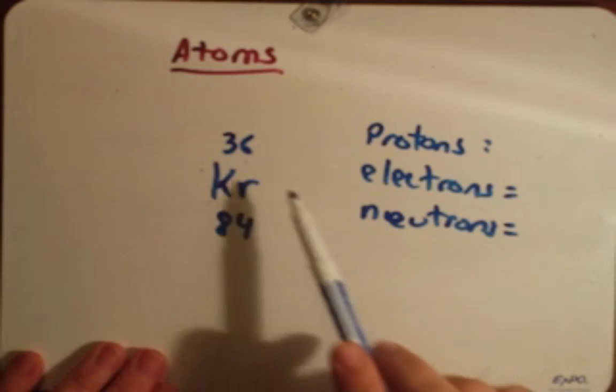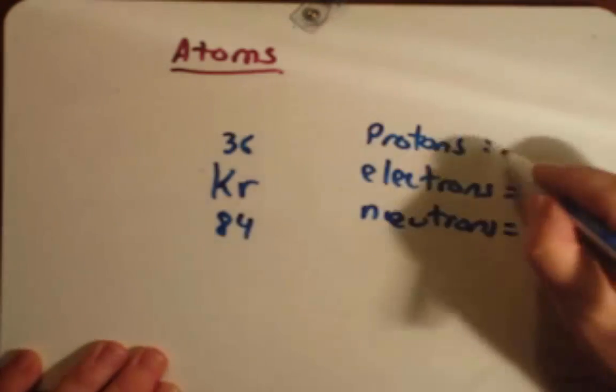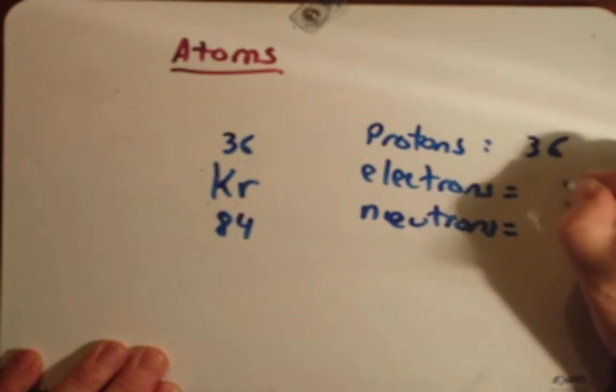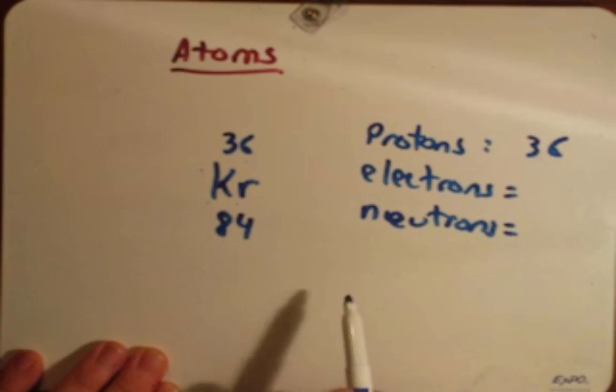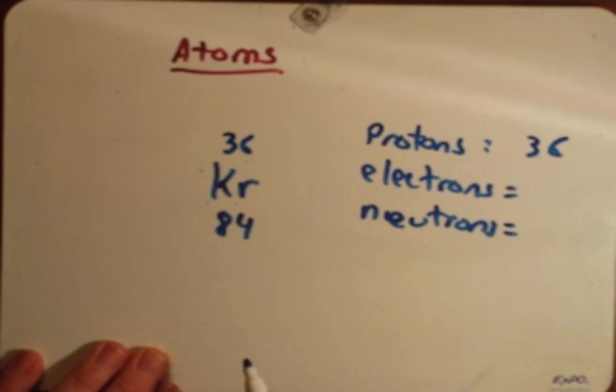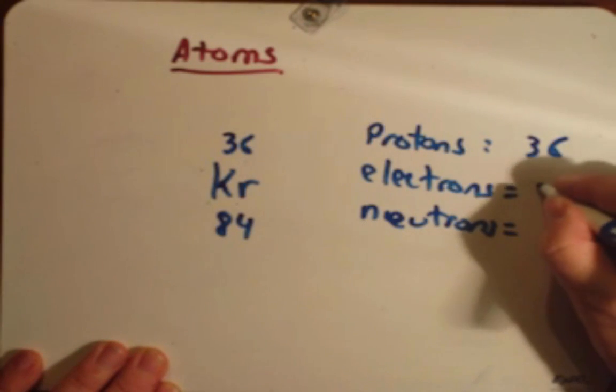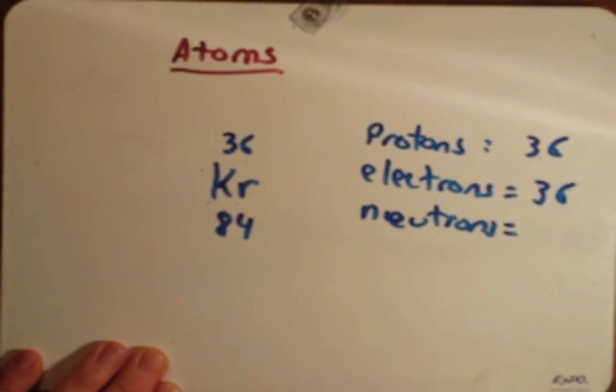The number of protons, remember, is always going to be equal to the atomic number, which in this case is 36. Now, the number of electrons is easy to calculate if I tell you that this is an uncharged atom. You can assume it's uncharged unless it's stated otherwise. And if it's an exam, I can tell you now it will always be uncharged. If it's uncharged, we know that the number of protons is equal to the number of electrons. So the number of electrons will also be 36.